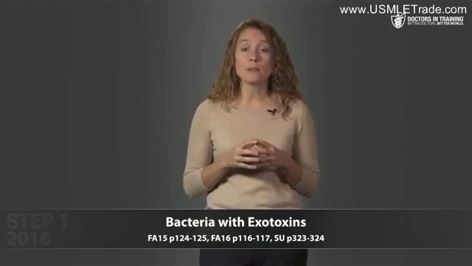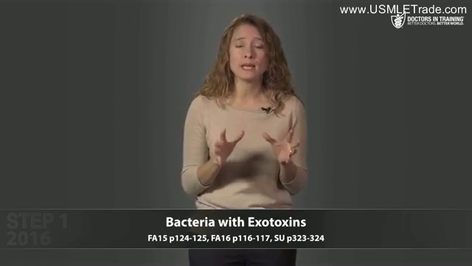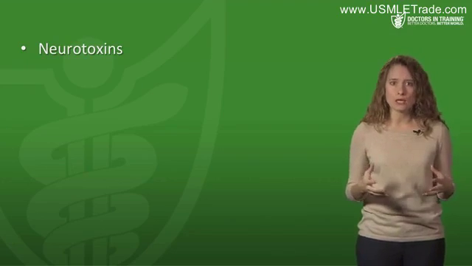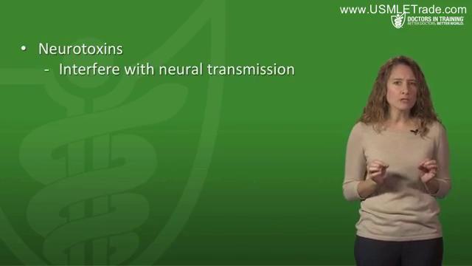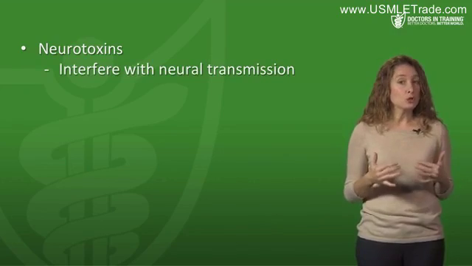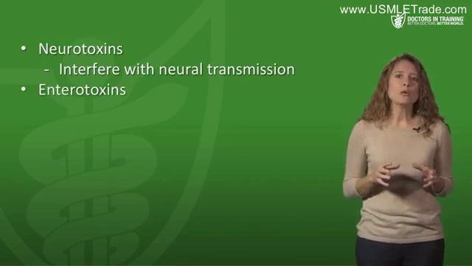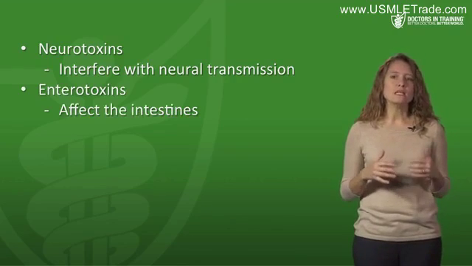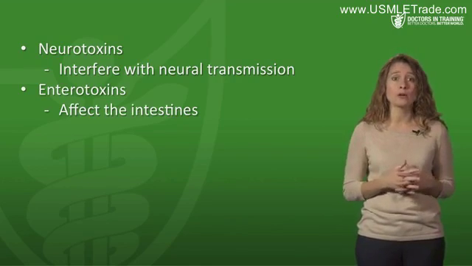Okay, so now that we've talked about exotoxins generally, let's talk about a few specific exotoxin-producing bacteria. This is probably a 4-star topic, so I really want you to concentrate here. Exotoxins come in several main types. Let me first mention neurotoxin, which is a toxin that interferes with neural transmission. Can you think of a couple toxins that would do this? The two that come to my mind are botulinum toxin and tetanus toxin. There are also enterotoxins. Enterotoxins affect the intestines, so these would include toxins produced by Shigella and Vibrio cholerae.